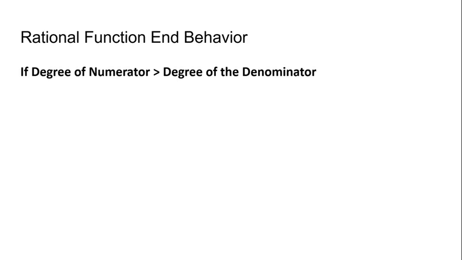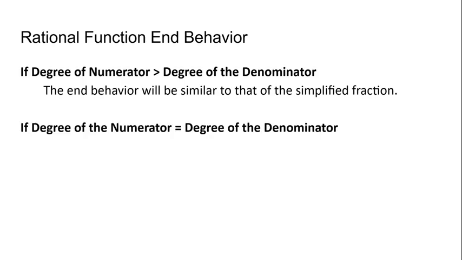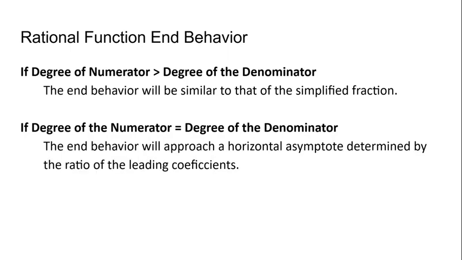If the degree of the numerator is greater than the degree of the denominator, that's going to tell us that the end behavior will be similar to that of the simplified fraction that results, and we'll see some examples of that. If the degrees are equal, the end behavior will approach a horizontal asymptote. We'll see another example later.